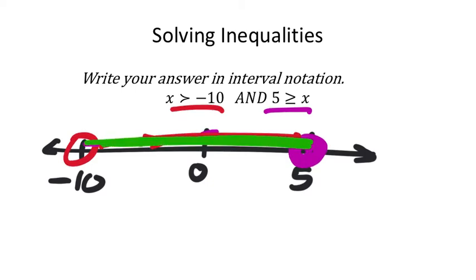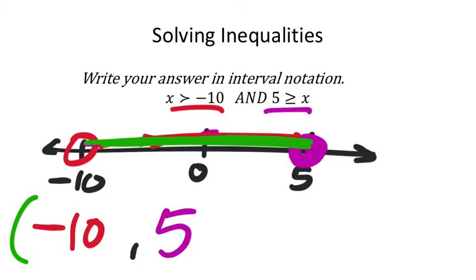Oh, it does want the interval. So starting at negative 10 is where this line starts. It's not included because it's an open circle. So open parentheses there. And then this will go all the way till 5, which is included. That's a closed circle. You know, it kind of looks like it's not. There's our interval. Boom.